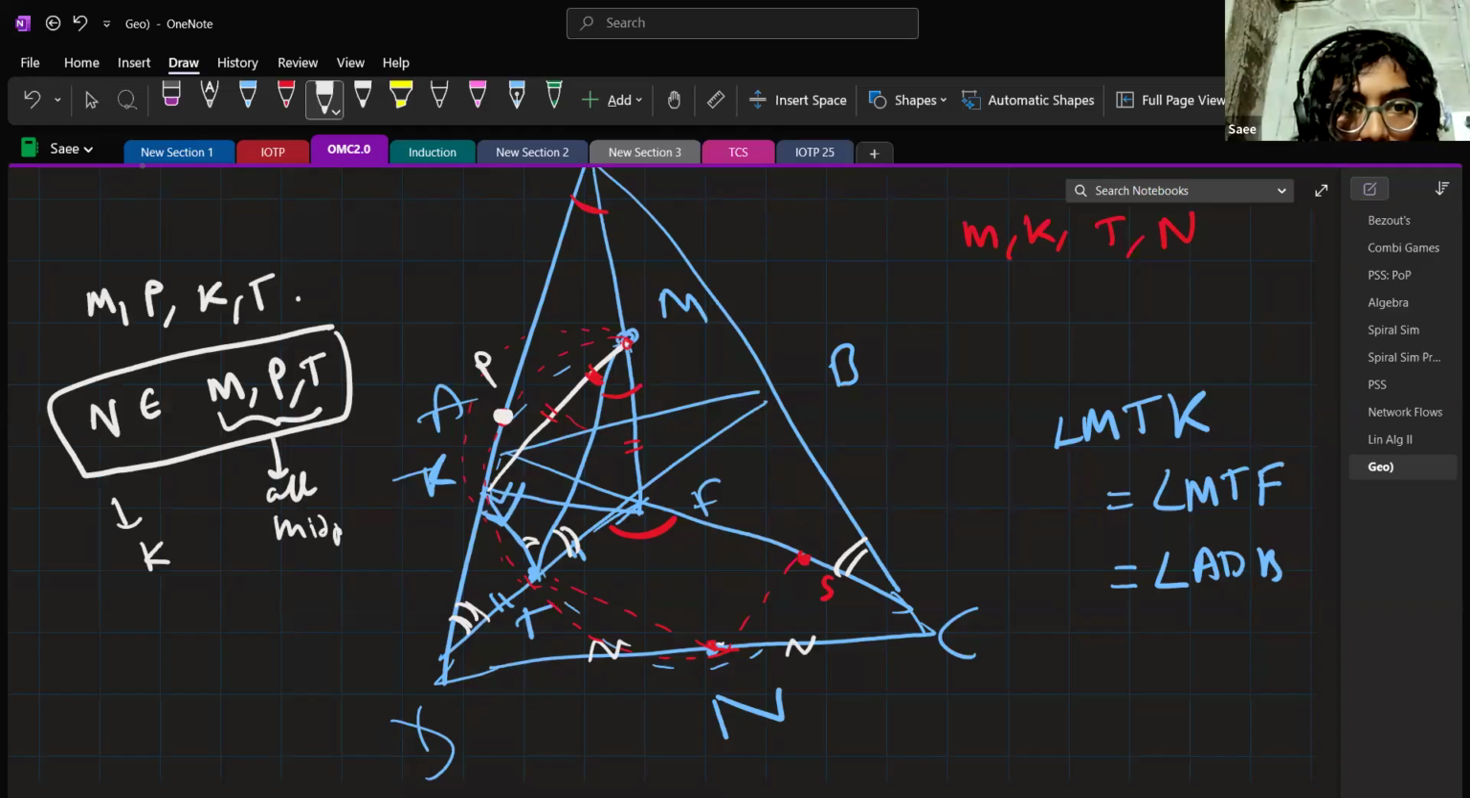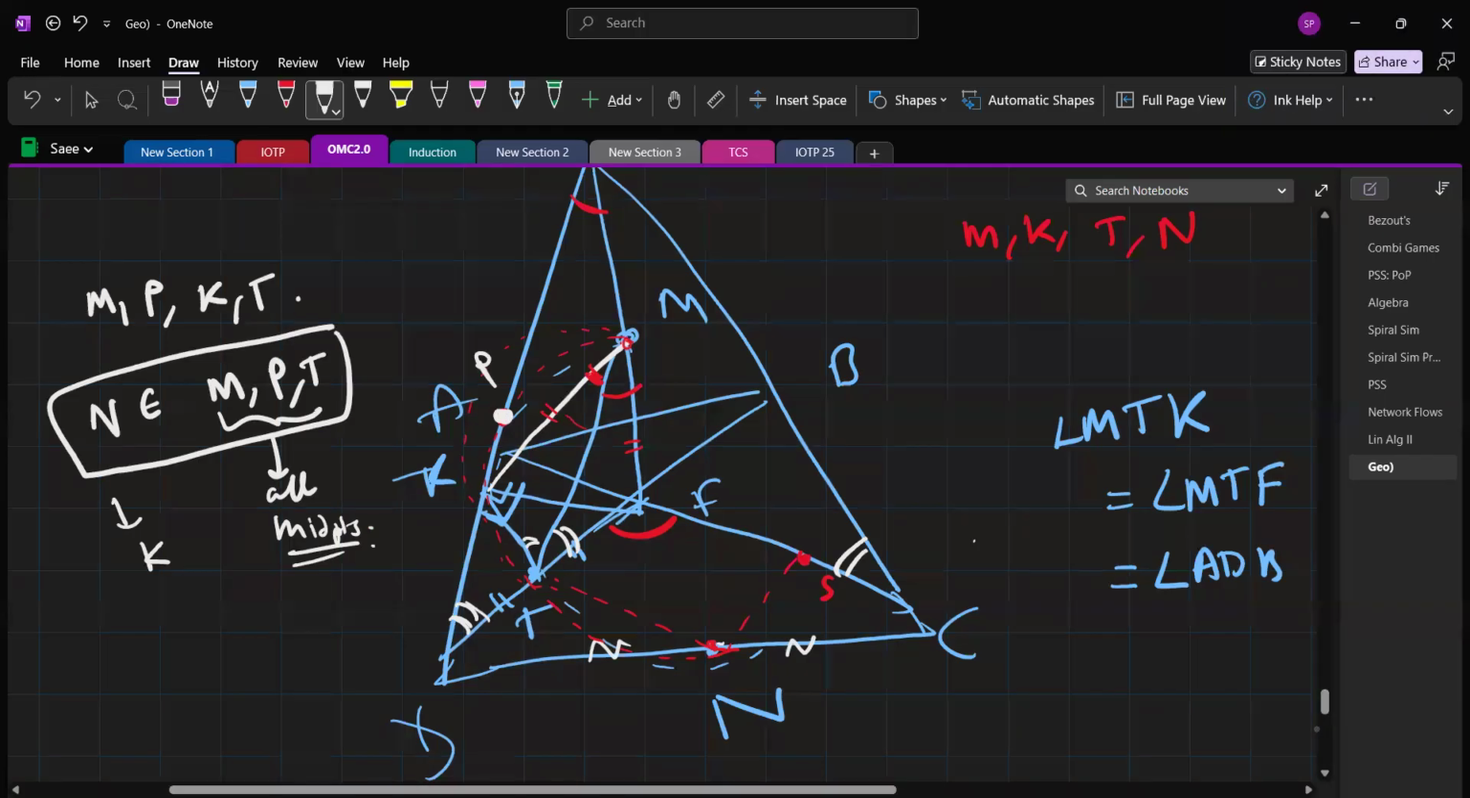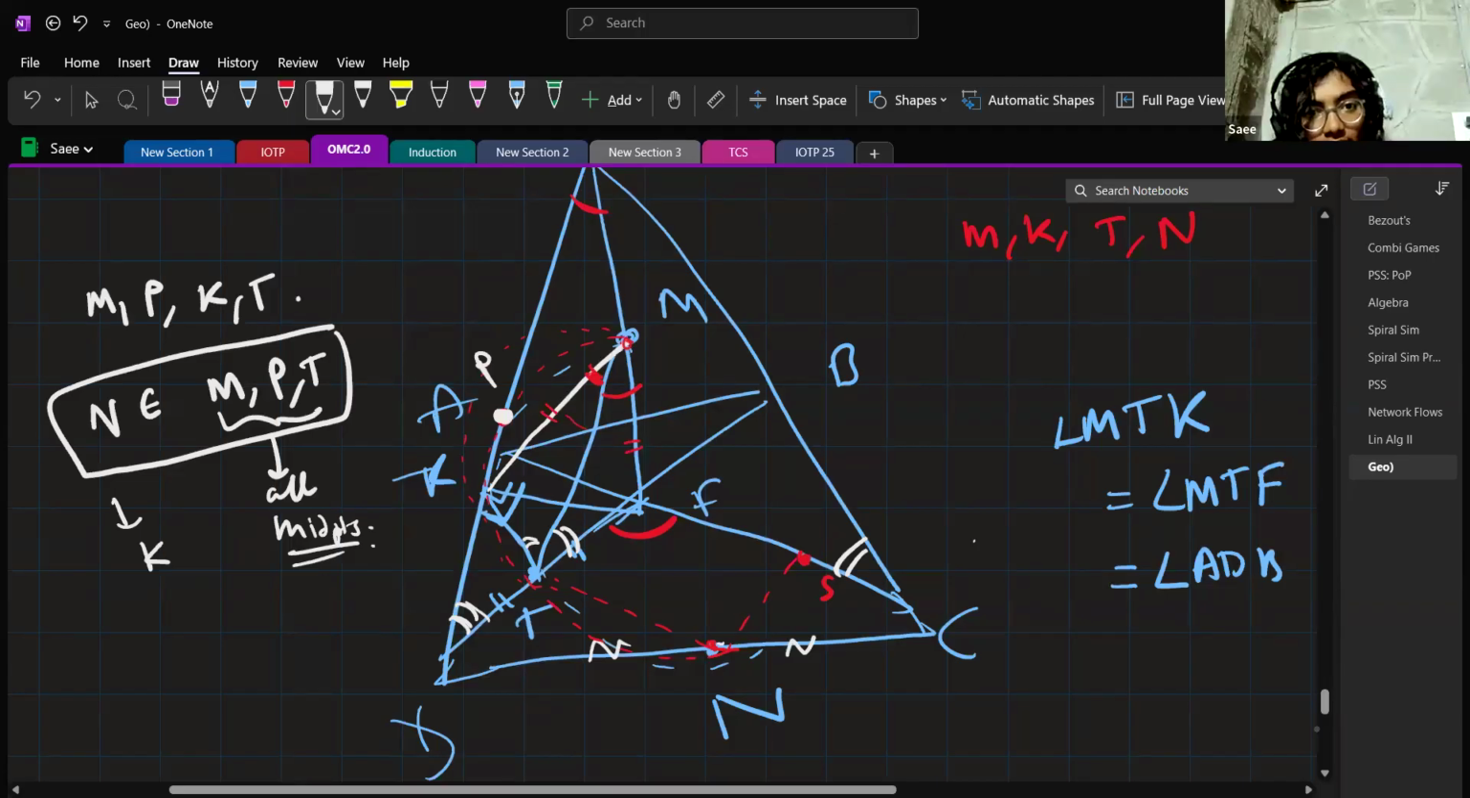So that's nice. Okay, I got it. Yes. Okay, this is fine. Yeah. P is actually quite useful once you see it, it's quite cute. I think it's quite equivalent to proving NTKP concyclic, which is easier. Yes, yes. M is the odd one out here, sadly. Yes. Okay, my bad.